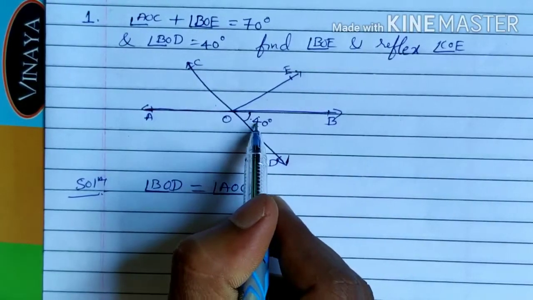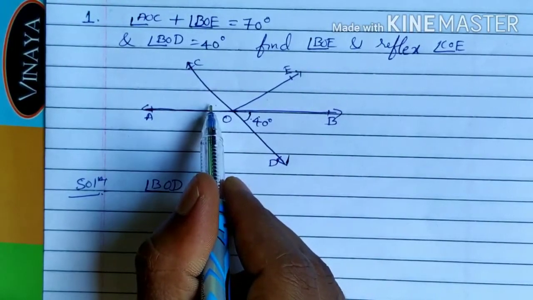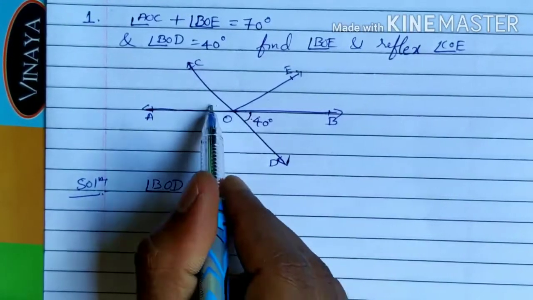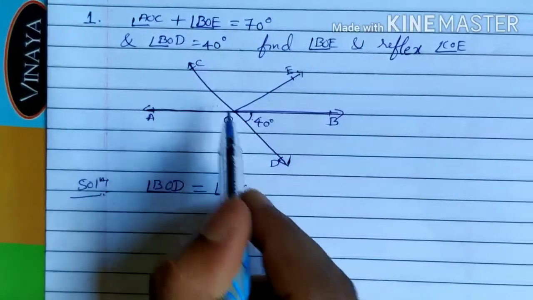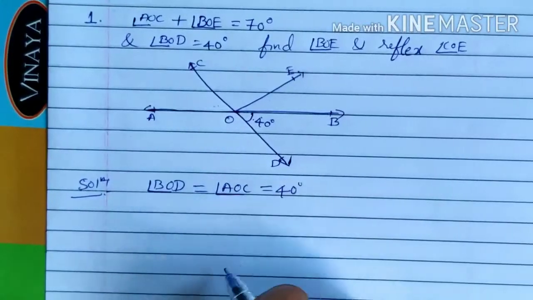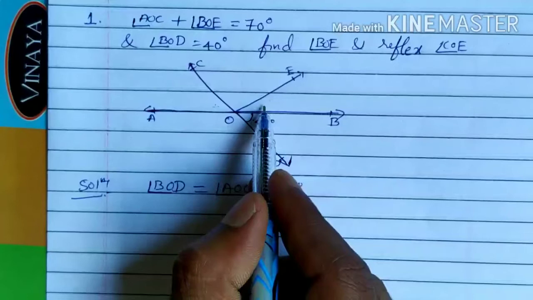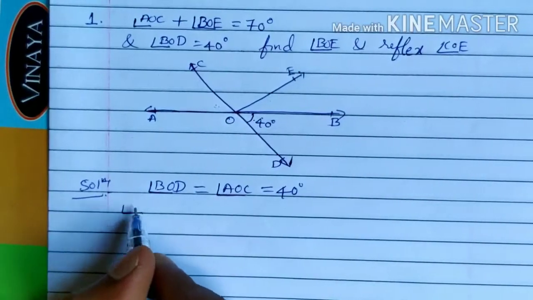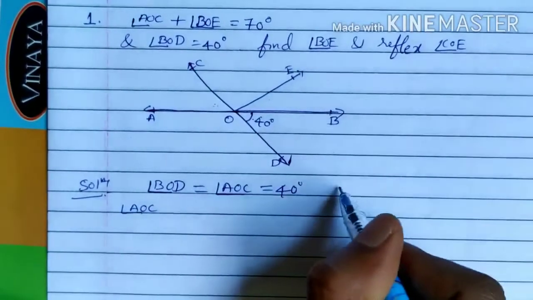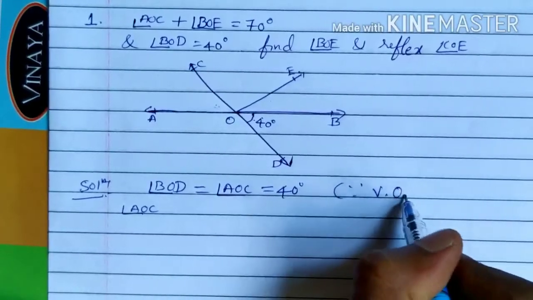So therefore, if this is 40, this must be 40. Vertically opposite angles are always equal. So therefore, AOC must be equal to 40 degrees. So this is 40. Now using this equation, we will find this one. That is angle AOC. You can write here the reason: because vertically opposite angles.